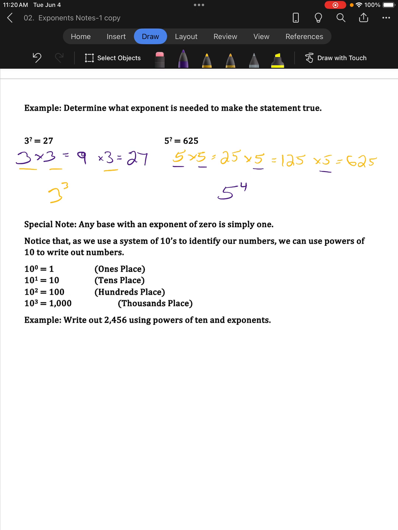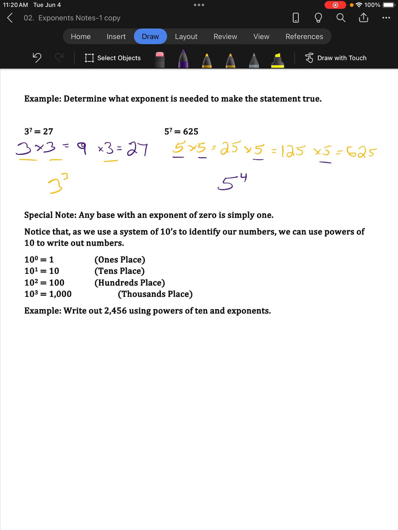The hundreds place can be described as 10 to the second power, because 10 to the second power is 100. Thousands place by 10 to the third, and so on and so on. If we needed 10,000s, we could do 10 to the fourth. 100,000s could be 10 to the fifth. Millions would be 10 to the sixth, and we could keep going. I'm not going to ask you to do numbers quite that big.